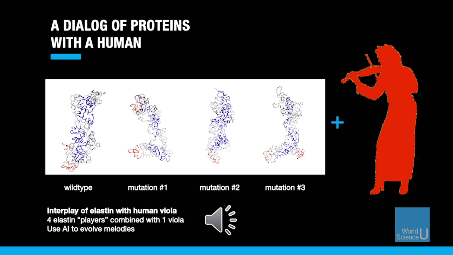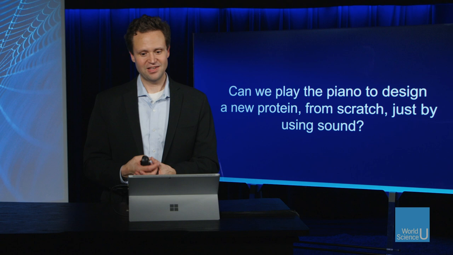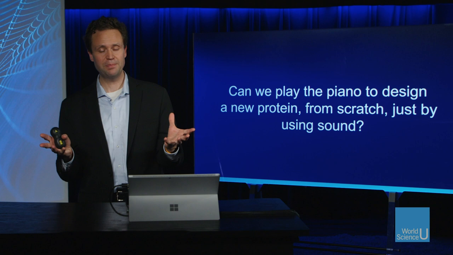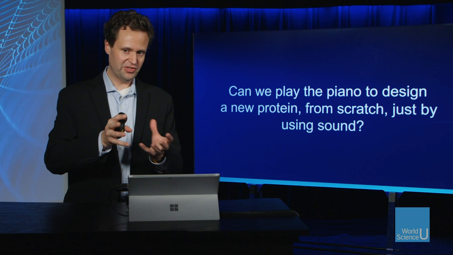So now we're coming to the overarching question of this module. Can we play the piano to design a new protein? To answer that question, we're going to have to think a little more deeply about what makes proteins unique. Proteins really are unique because they have an amino acid sequence, which defines their secondary structure, which defines ultimately their function through their folded geometry.